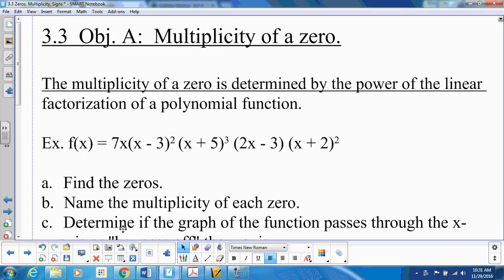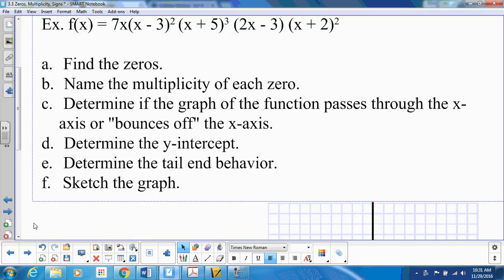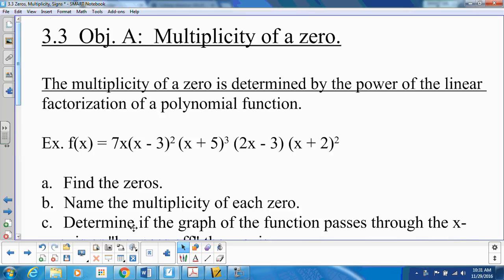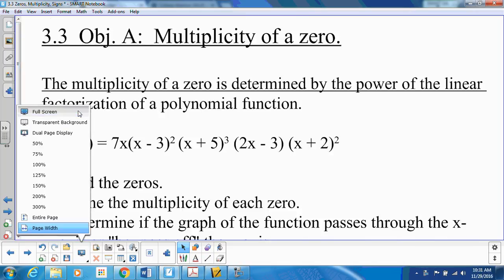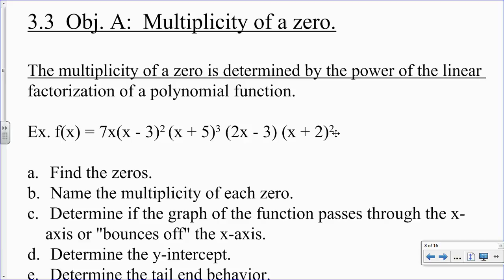Okay, so we're going to finish 3-3 today. So I had you write this function down yesterday, so we'd be ready to go. It seems like it's long, but it actually doesn't take too long because finding the zeros, this is already in factored form, so the zeros are pretty easy to find.